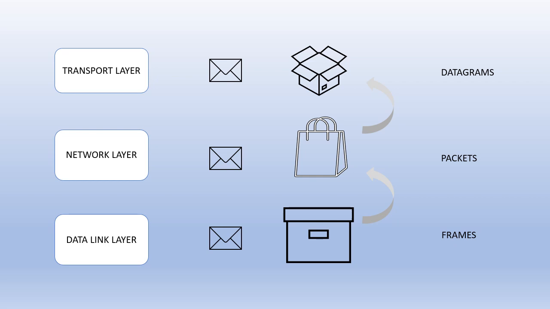Now at the receiver, the order is reversed. So the incoming message first finds the data link layer, where it will remove the frame and pass it to the network layer. The network layer will remove the packet and pass it to the transport layer, and the transport layer will remove the datagram cover to retrieve the message.